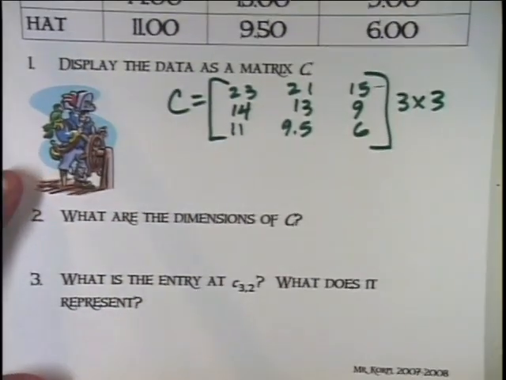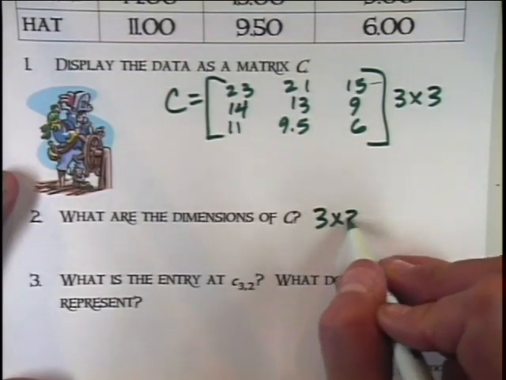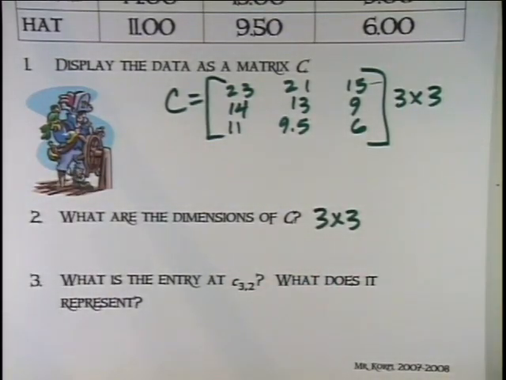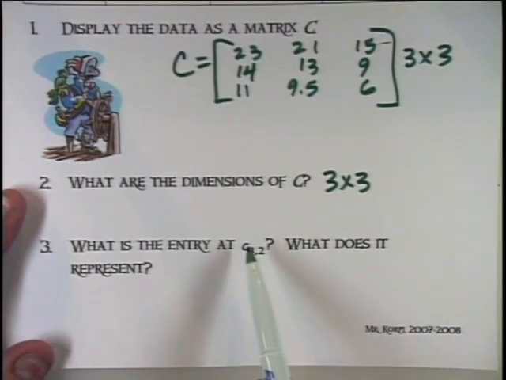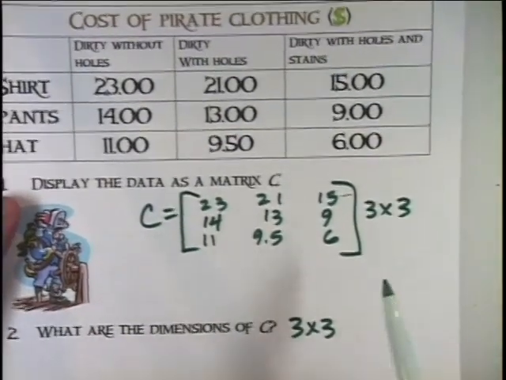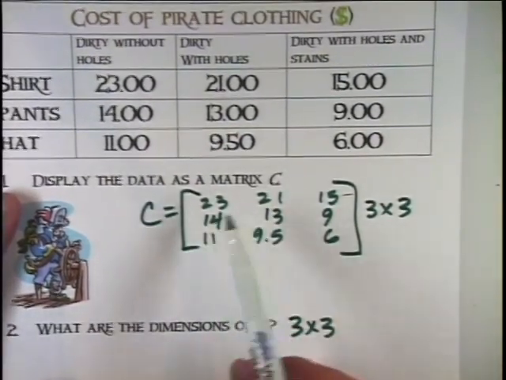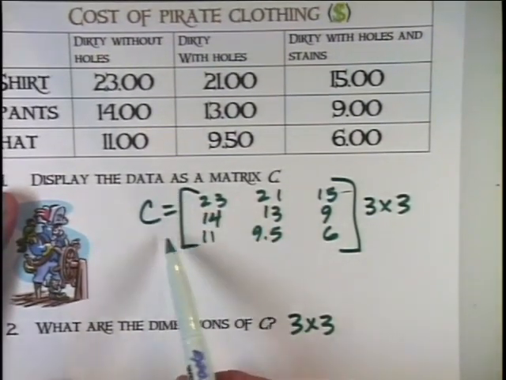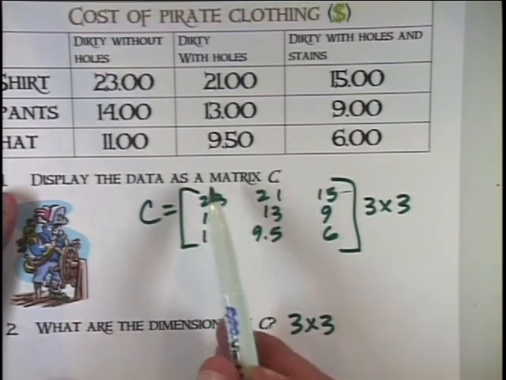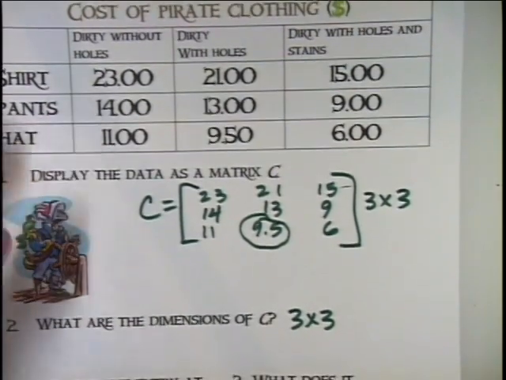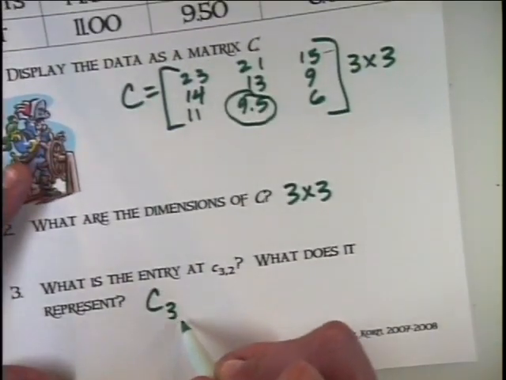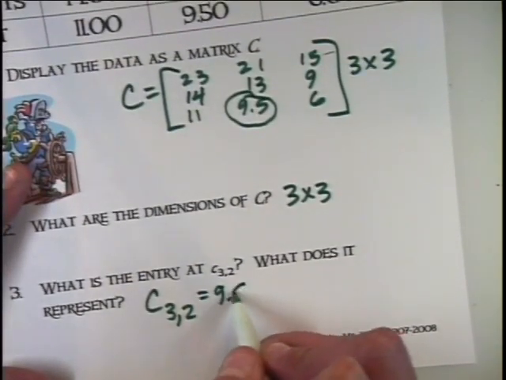Okay, what are the dimensions of C? Well, I've gotten ahead of myself there. It is a 3 by 3, 3 rows, 3 columns. What is the entry in the 3, 2 position? Little c subscript 3, 2. What is the entry? Well, let's come back up here. 3, 2 is third row, second column. So 1, 2, third row is the bottom. Second column, there's 1, 2. The intersection of the third row and the second column is 9.5. So C subscript 3, comma 2 is 9.5.